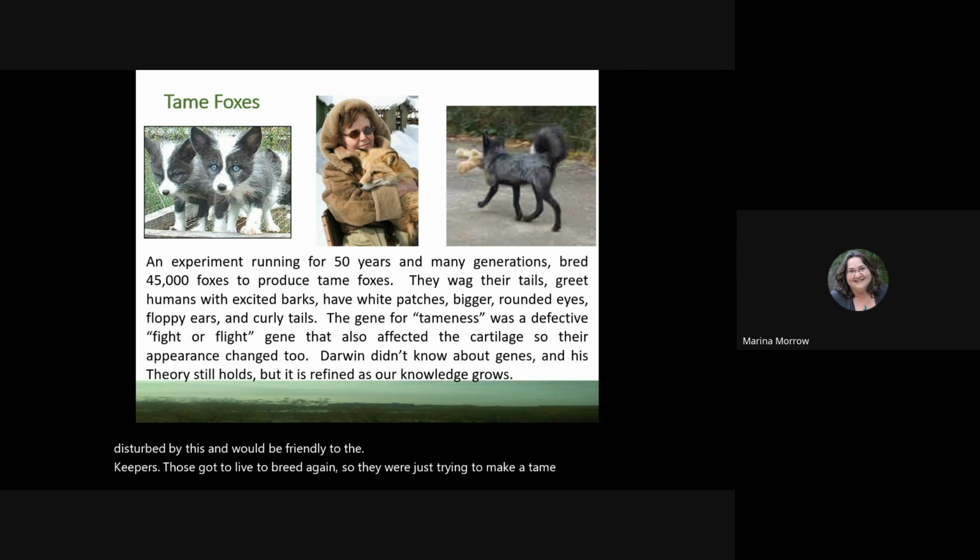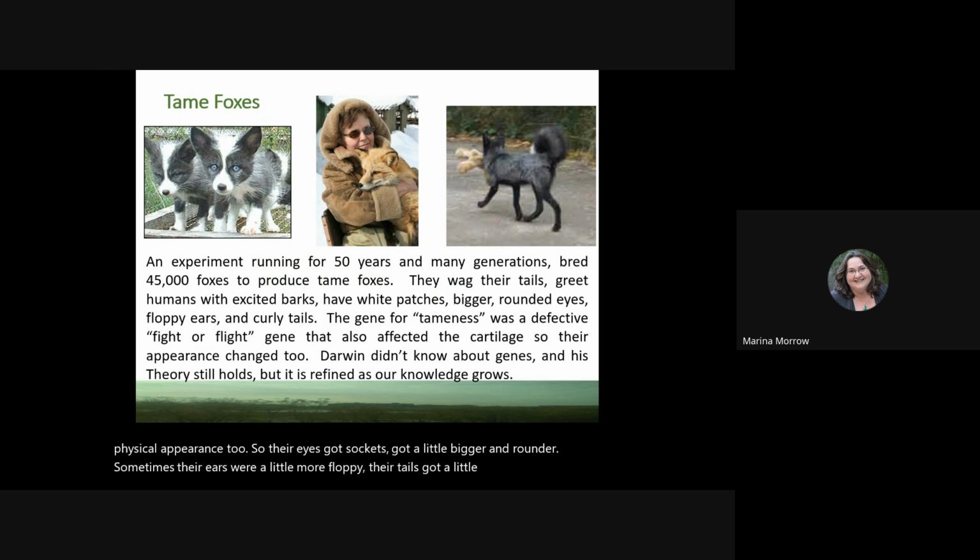We have very few tame animals, only about 12 domesticated animals like horses and cows. And so they were trying to make a tame fox. So anyway, they were breeding for tameness, but along the way, the foxes started to change their physical appearance too. Their eye sockets got a little bigger and rounder. Sometimes their ears were a little more floppy. Their tails got a little curvy.